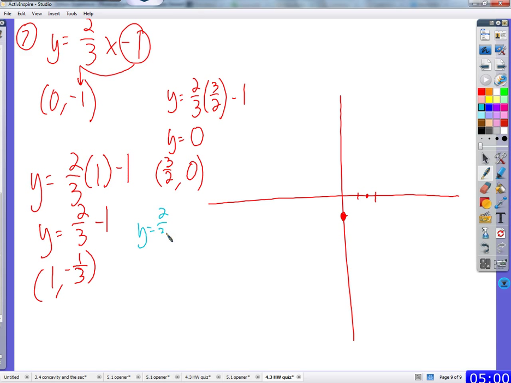Well, we can plug anything we want in for x. Anything we want. Okay? This is 2/3 times -1. It's -2/3. -1. That's -5/3. Yeah, okay. -1, -5/3. It's correct. It's a solution. It will go on the graph. It will be on the line. Megan? 3. If you plug in 3, what happens then when you plug 3 in there?